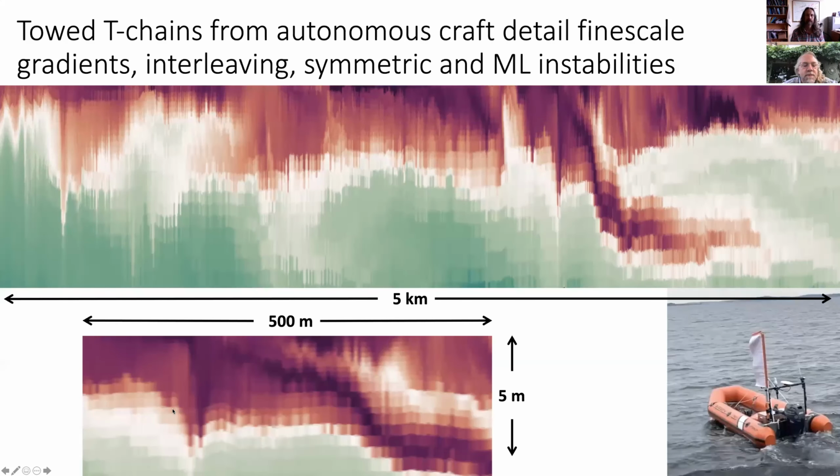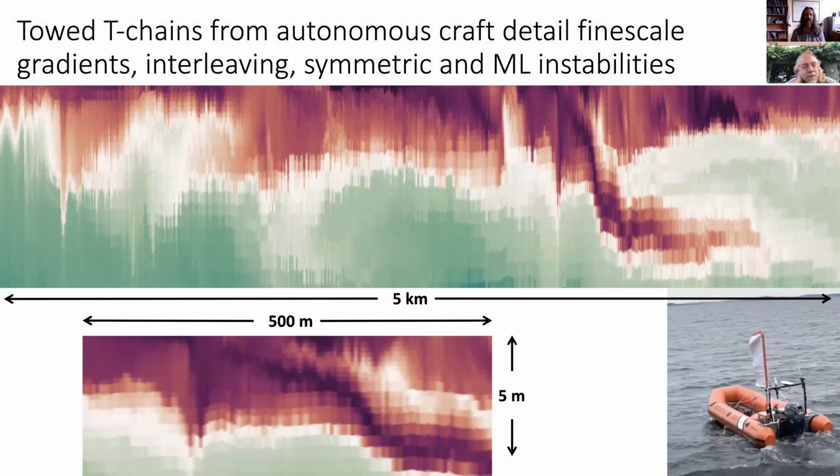Simon, can you move forward? Yeah, oh, there we go. Perfect. Wow. That's great. And this is just one example that I wanted to show. And this actually comes from the Gulf of Mexico from earlier this summer, but we have a lot of similar types of data from the Bay of Bengal as well.